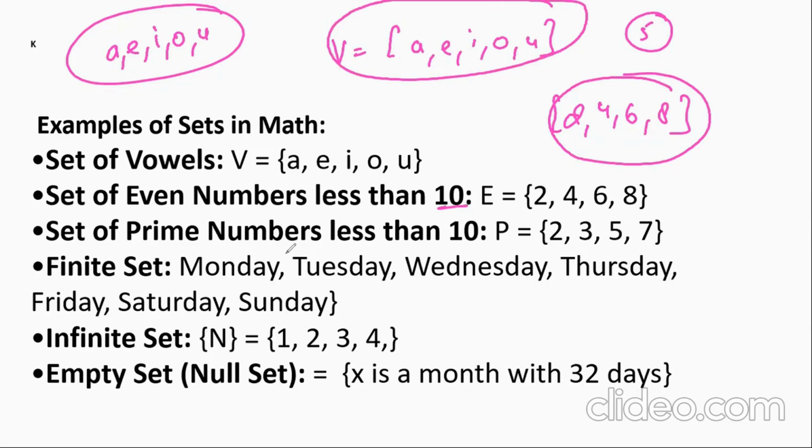Next, the set of prime numbers less than 10. We have 2, 3, 5, 7, and that's it. These are the prime numbers, which are not divisible by any other number except one and the number itself. So that is also a set. If you see the next set, we have the days in a week: Monday, Tuesday, Wednesday, Thursday, Friday, Saturday, Sunday. This is also a set.